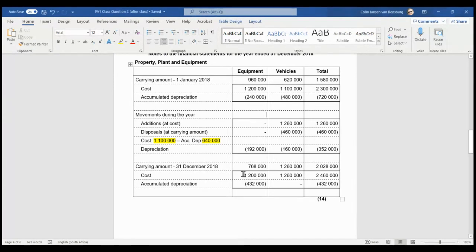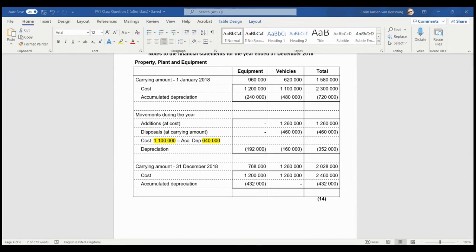So simply our cost is still 1,200,000, right? Nothing there affected the cost. Nothing in our movements during the year affected the cost. So that is still the same as at the beginning of the year. However, when it comes to the accumulated depreciation, we had a balance of 240,000 at the beginning of the year. We wrote off a further depreciation of 192,000 during the year. So what is the total balance on the accumulated depreciation account for equipment now?